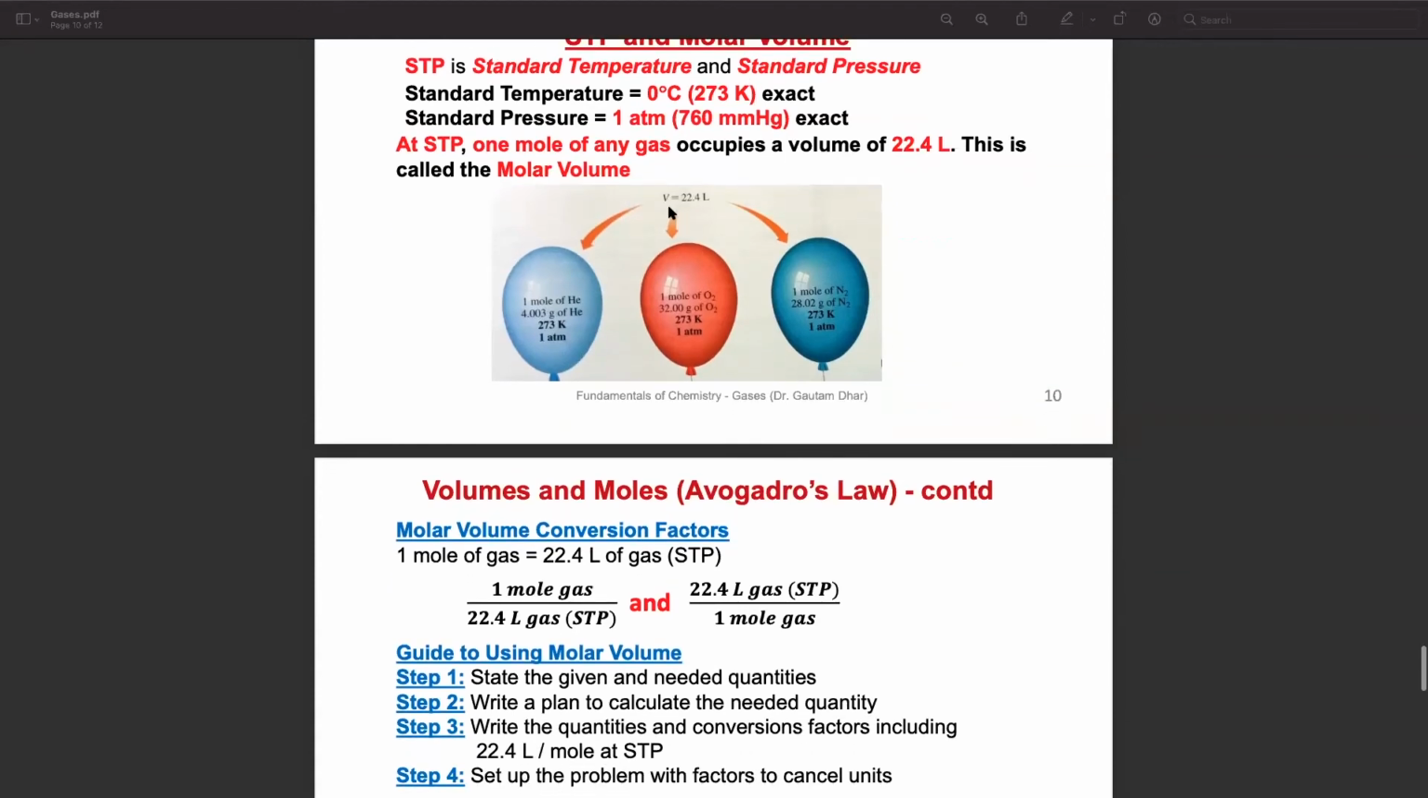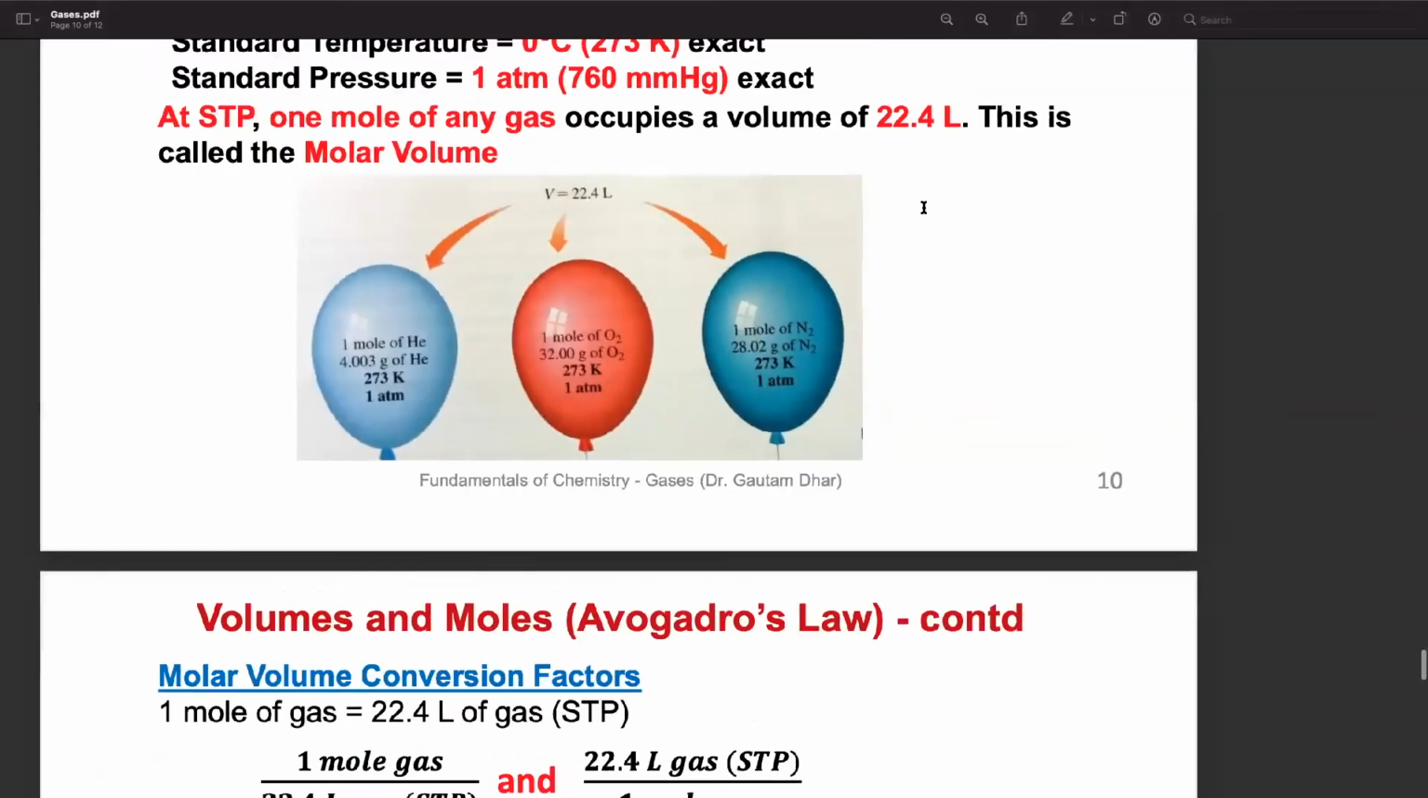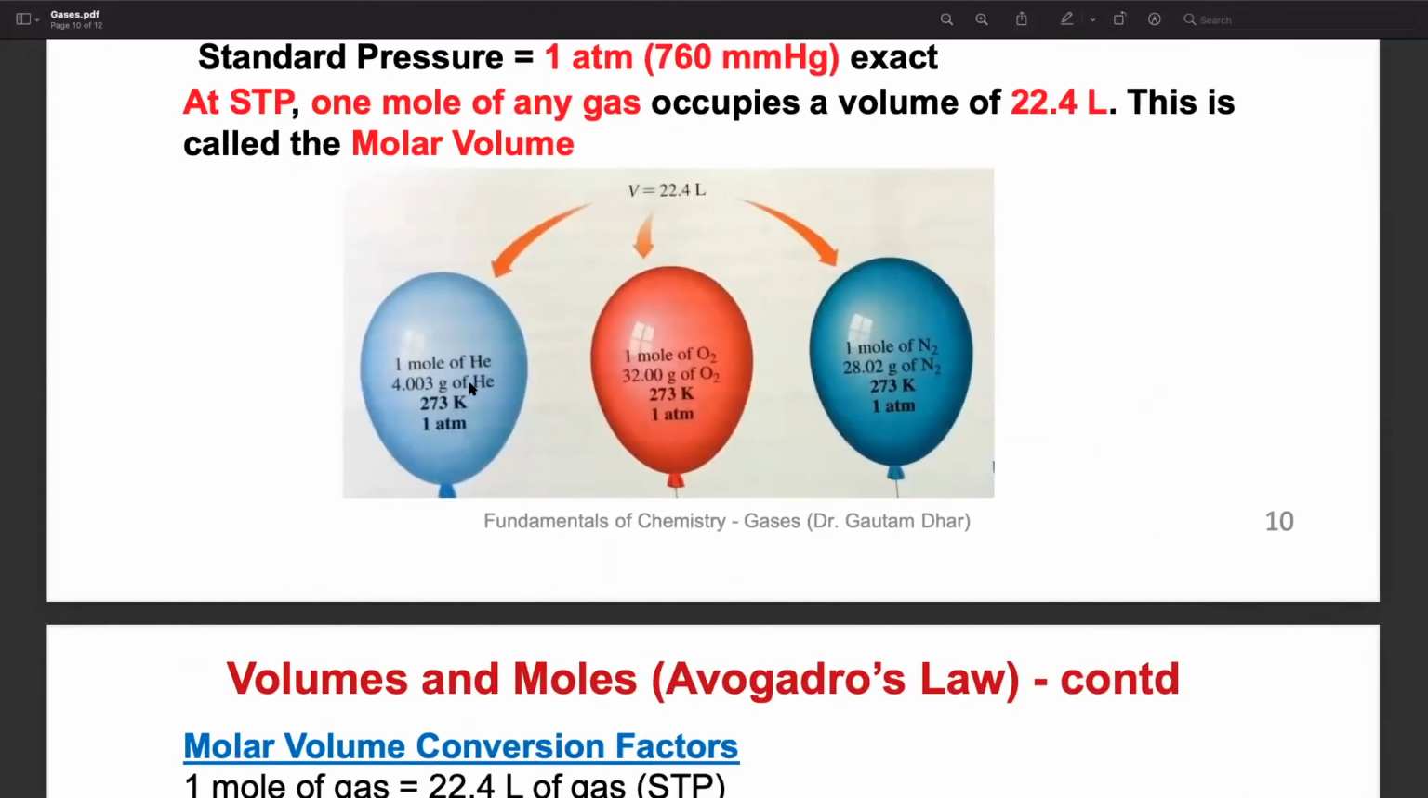So what this means is that if I take 1 mole of helium, 1 mole of oxygen, 1 mole of nitrogen, they'll occupy the same volume, 22.4 liter at STP. But if you look at their masses, they're different. So 1 mole of helium is 4.003 grams of helium. 1 mole of oxygen is 32 grams of oxygen. And 1 mole of nitrogen is 28.02 grams of nitrogen.